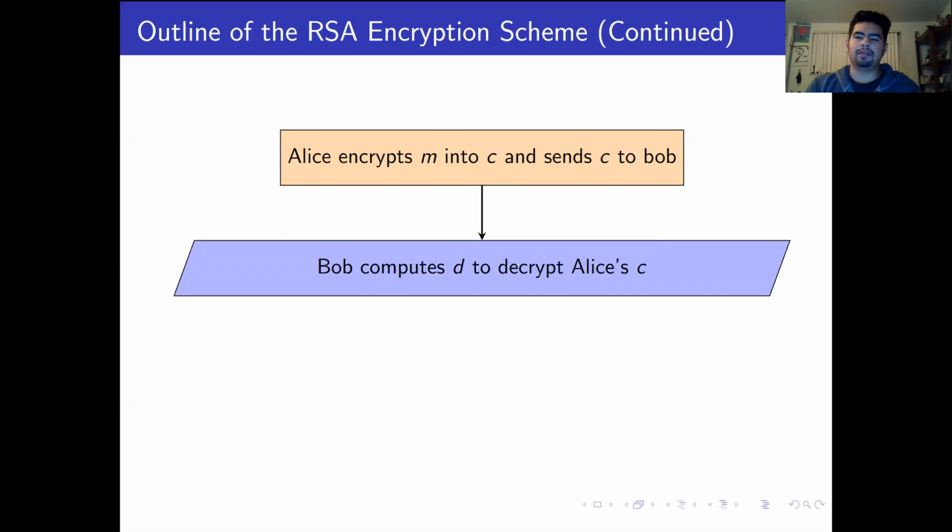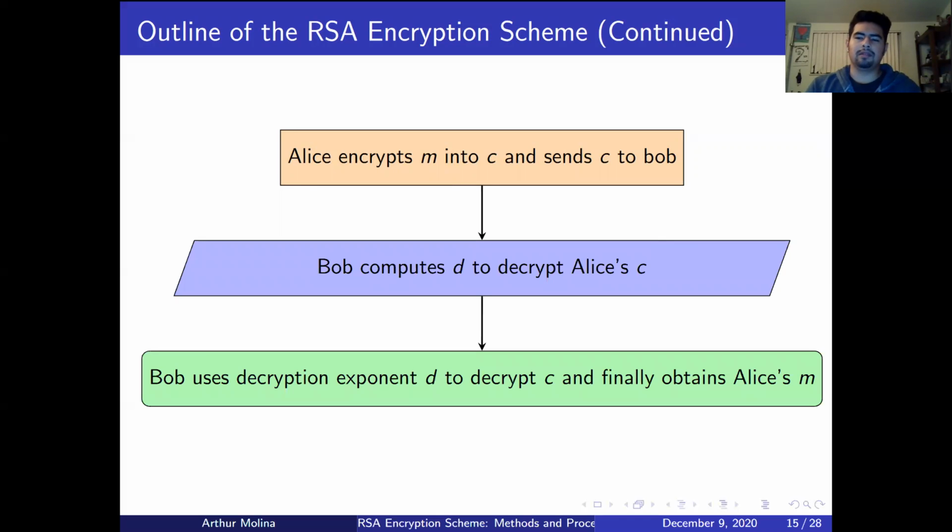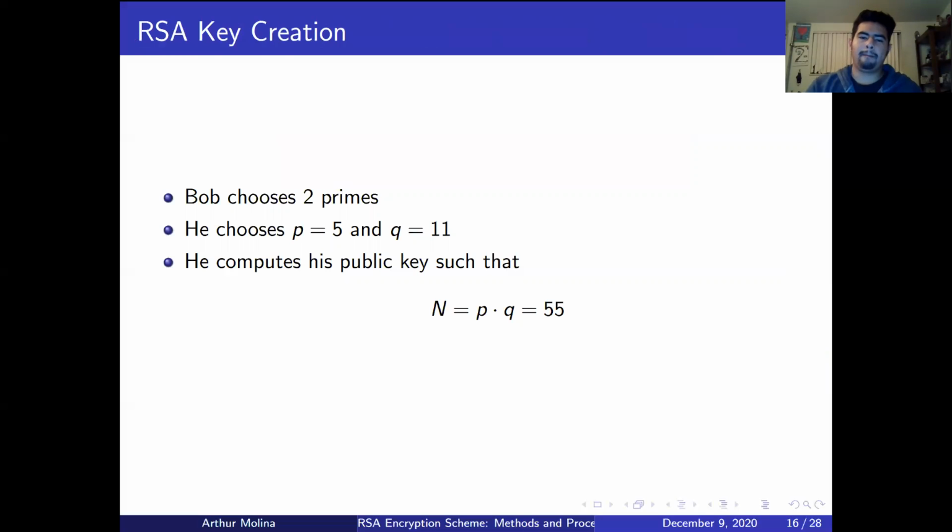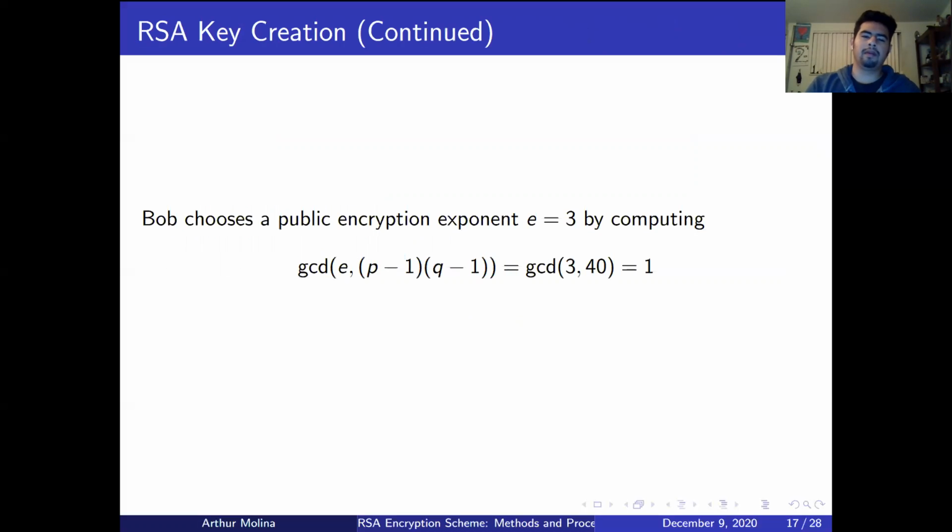Bob then computes D, which is his decryption exponent, to be able to decrypt Alice's C. And once he does that using the decryption exponent, he finally obtains Alice's M. So we'll begin with the RSA key creation. Bob chooses two primes. In this case, he'll choose P equal to 5 and Q equal to 11. And then he computes the product, which is N equal to 55.